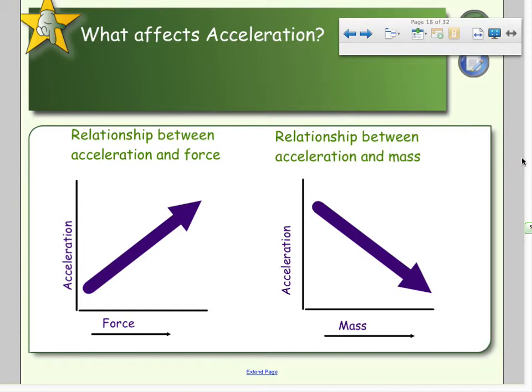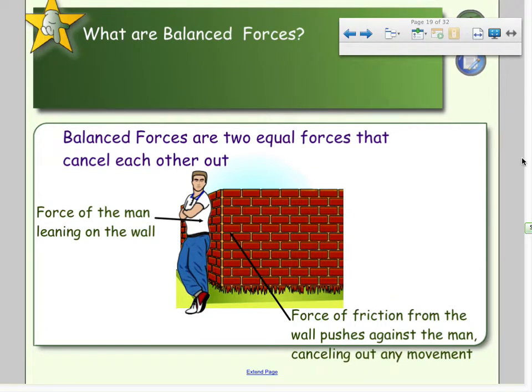If we want acceleration to increase, what do we have to do? We have to add more force. But if someone comes along and puts more stuff on it, acceleration is going to decrease. And then we have to add more force. You see how that works? Yes. Okay. Very good.